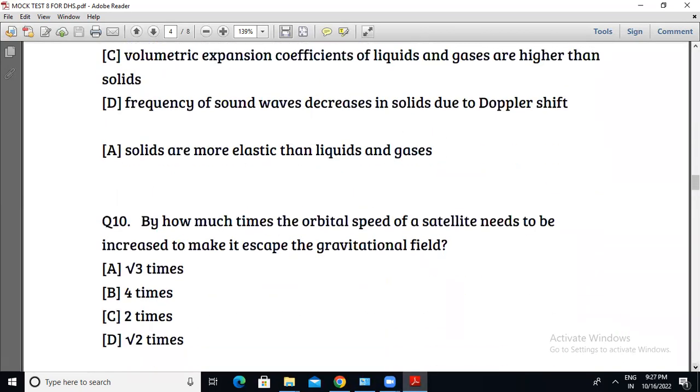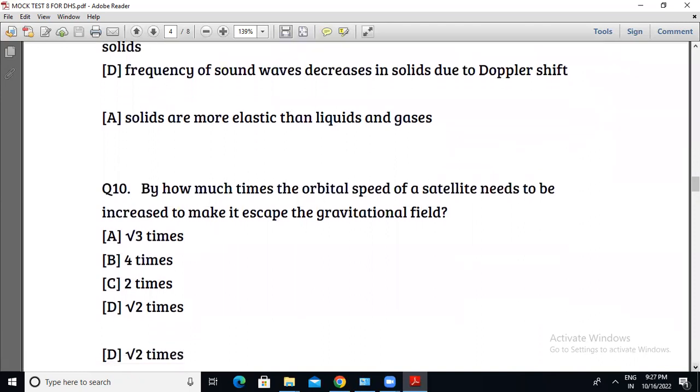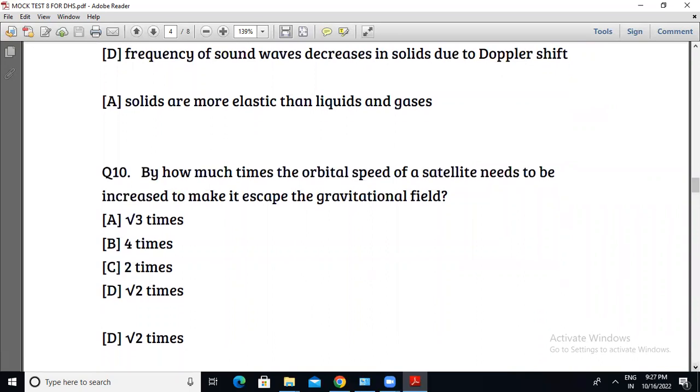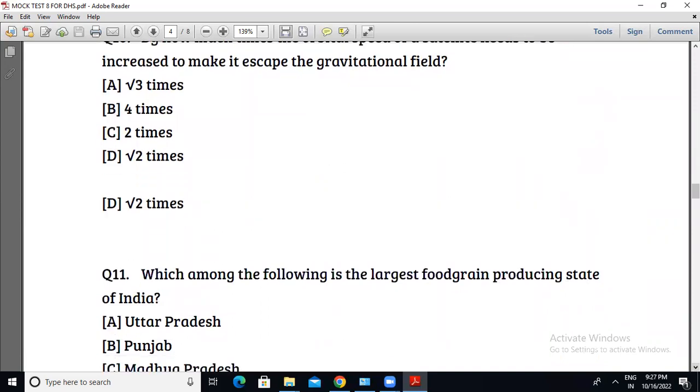Next question: by how many times does the orbital speed of a satellite need to be increased to make it escape the gravitational field? Among the given options, option D will be correct, √2 times. So the orbital speed of a satellite needs to be increased by √2 times to make it escape the gravitational field.